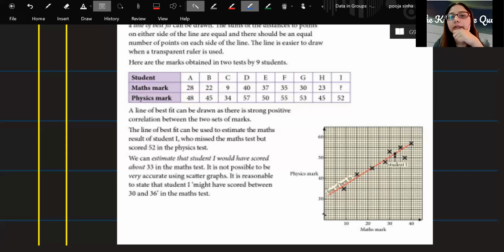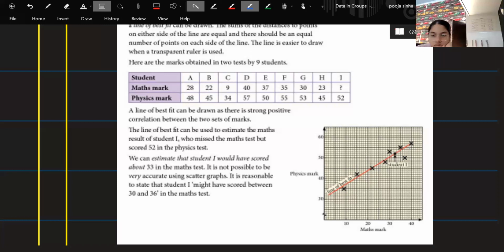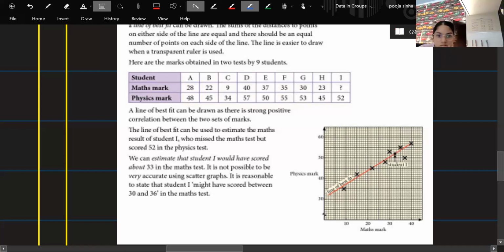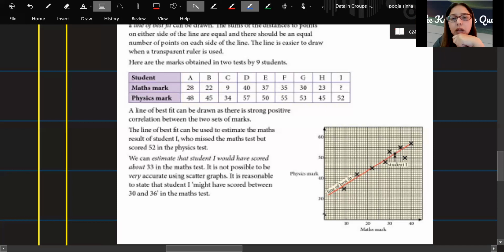Math and physics? Yeah. Right. So, do you see a strong correlation, math and physics? Yeah, for these 9th students. So now we are going to make a line of best fit. So how do you draw it?